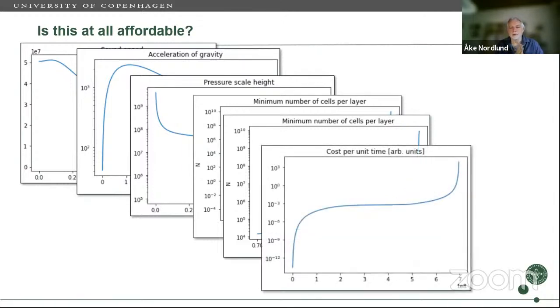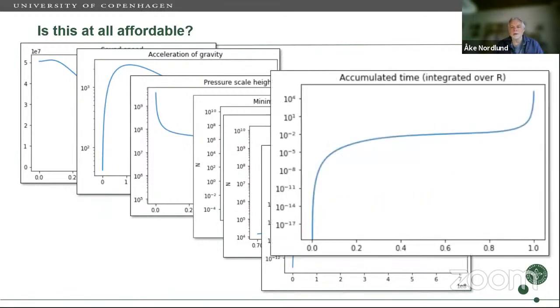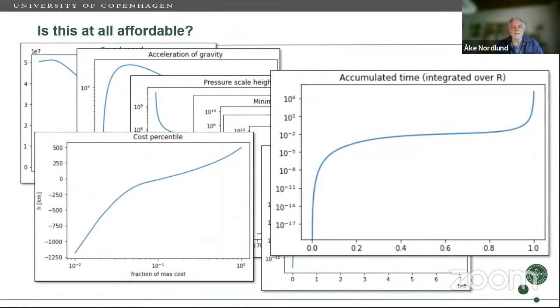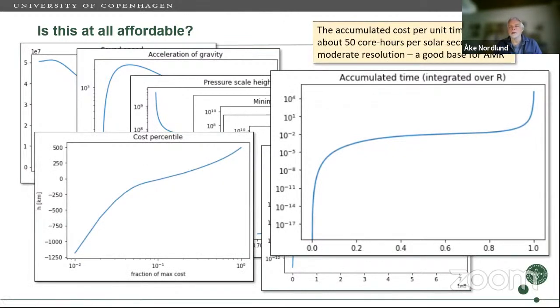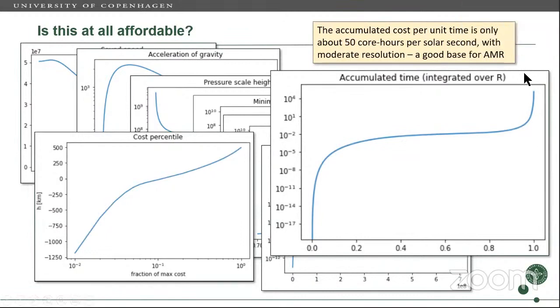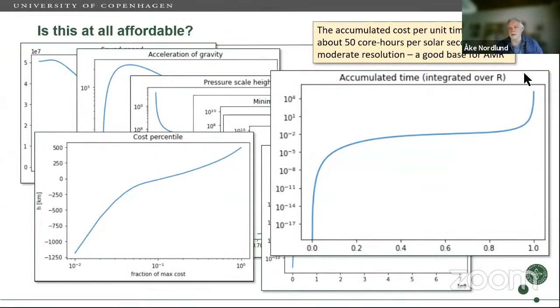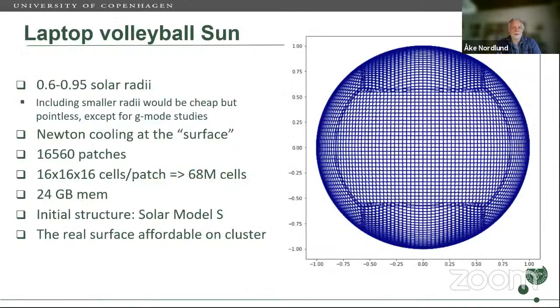So this is the cost per unit time in arbitrary units. But if you do it in real units, you can find out that the accumulated cost is actually only of the order of 50 core hours per solar second. So on a reasonably sized, medium-sized cluster, you can actually do this at base resolution. And then if you want to do it more carefully and more in detail, you can go to a larger machine. You can actually even do it on a laptop. I have a laptop and I can actually run this simulation on my laptop.